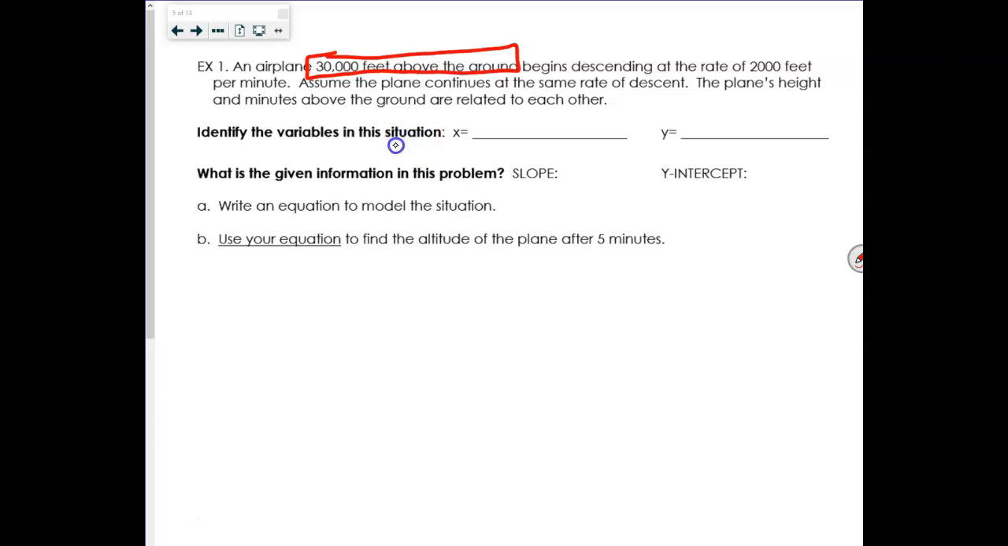As far as my linear equation goes, I told you we're looking for two things. I'm looking for slope and I'm looking for y-intercept. This is the y-intercept. This is where it starts. So you can call it b if you'd like, but it's the y-intercept. And then there's another clue. It says it begins descending at a rate of 2,000 feet per minute. What's that? Good, that is slope.